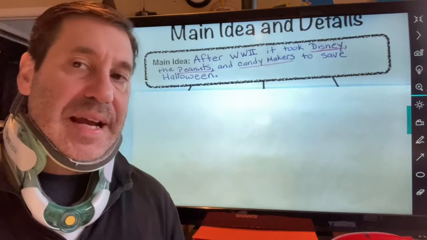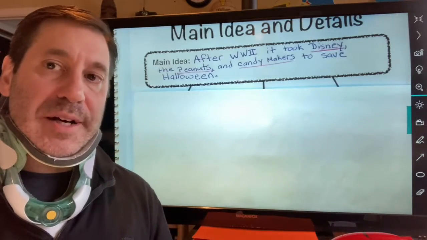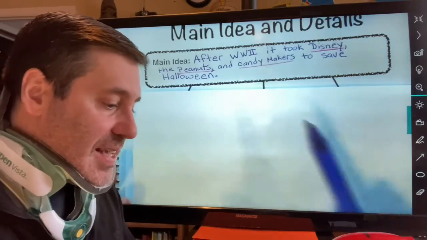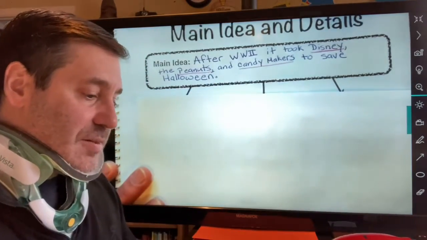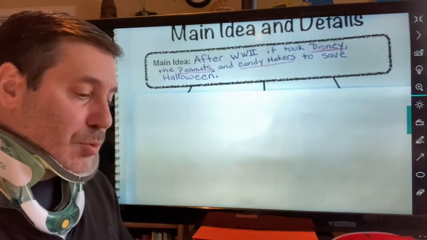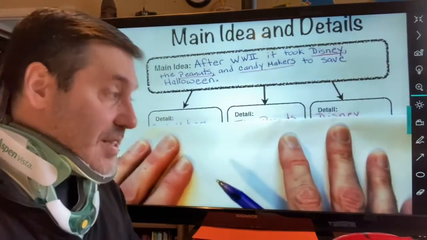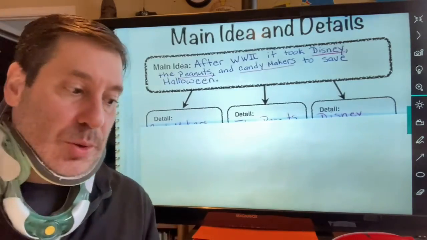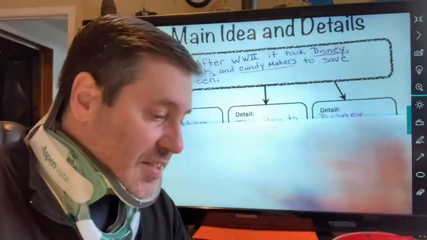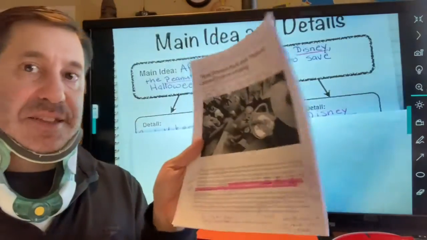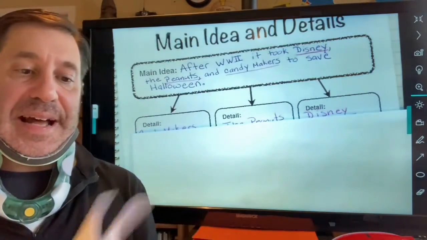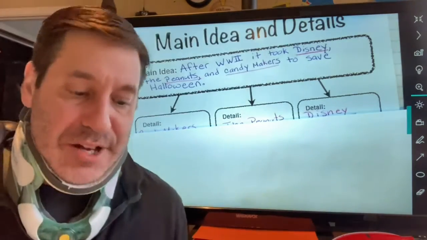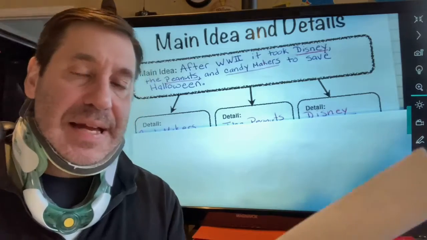Now, once you have your main idea, the rest of the graphic organizer kind of begins to take shape. Because here, in my graphic organizer, I know that I need to have 3 details. Now, what details do I include? This article has got lots of details. It has details about World War II. It has details about sugar rationing.